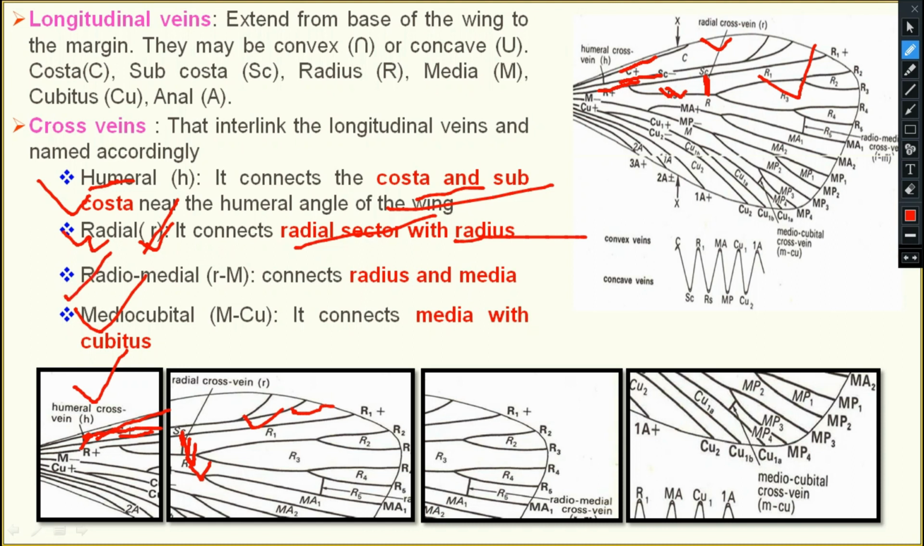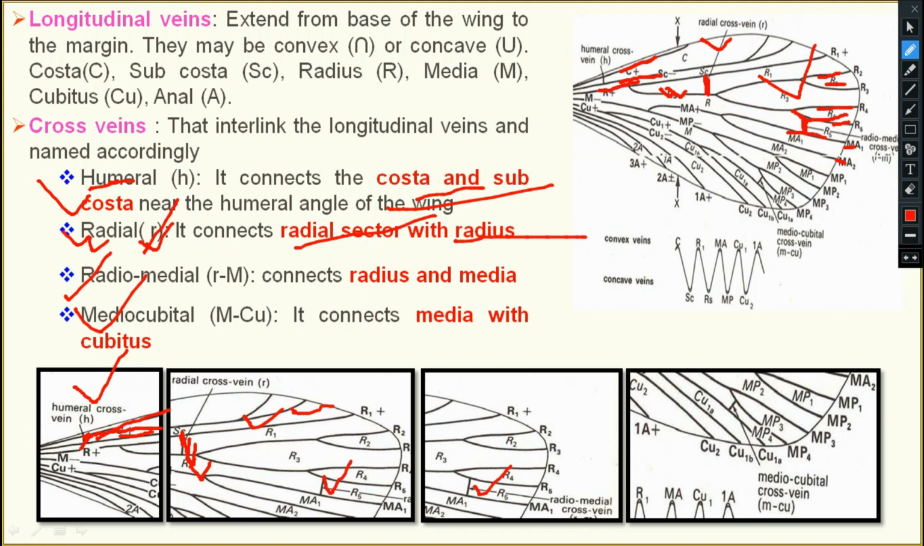Next you see radiomedial. That means in between radius and media. So where is it happening? You see in case of radius, there are some branches: R1, R2, R3, R4, R5. Similarly, in case of media also there are different branches: MA1, MA2 like this. So in between the last branch of radius and first branch of media, there is a cross vein. This is known as your radiomedial cross vein, denoted as RM. Clear? This picture, zoomed one.